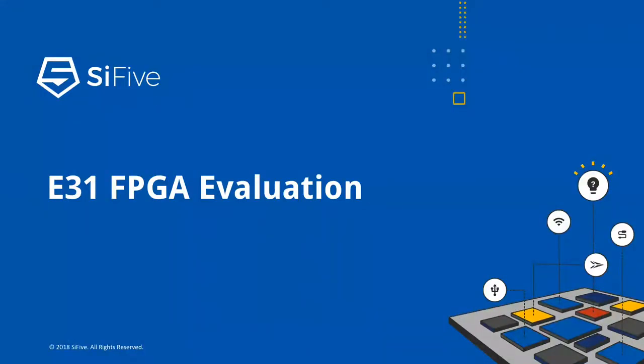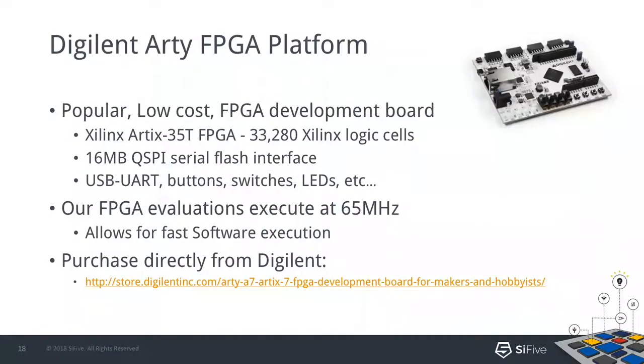Okay, now let's take a look at the E31 FPGA evaluation. The E31 and E51 FPGA evaluations target a popular low-cost FPGA development board created by Digilent. It's called the Digilent Arty board. The Arty board contains a Xilinx XC7A35T FPGA, which has over 33,000 Xilinx logic cells. And this is plenty enough to contain an E31 in the configuration we have, as well as the 64-bit E51.